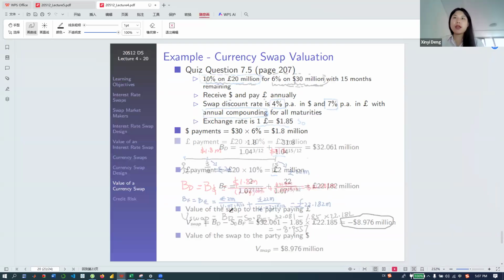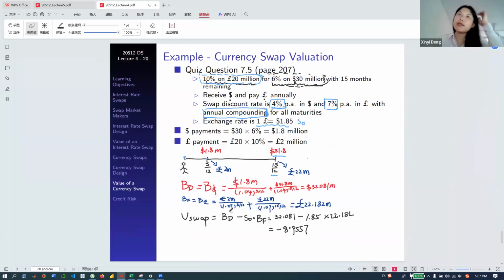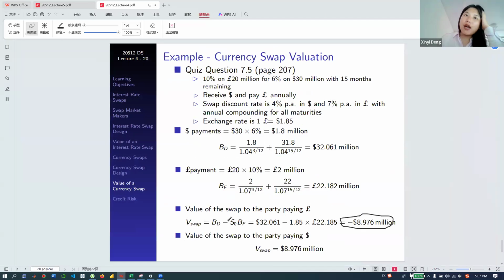So remember that we are receiving USD, right? So this negative number we calculated here, that's the value for the party who's receiving the USD. Now for the other party who's paying the USD, that value should be positive. So basically, you just take the negative sign of this negative number. That's going to be the value of the other party.